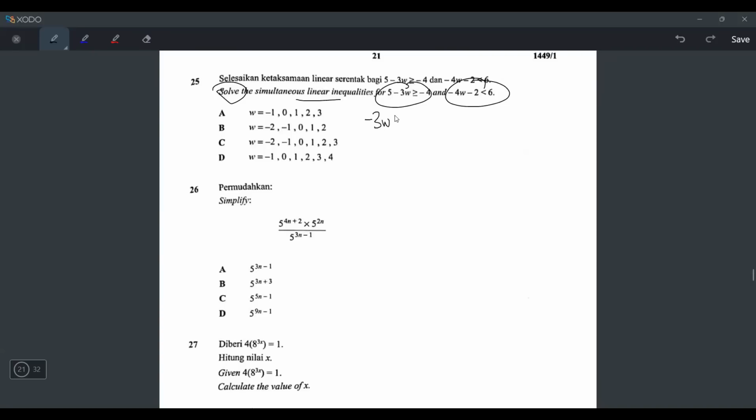So what I will do is I will leave the W here and then move the 5 there. Plus 5 becomes minus 5. Negative 4 minus 5 is negative 9. So W will be negative 9 divide negative 3. So W will be positive 3.